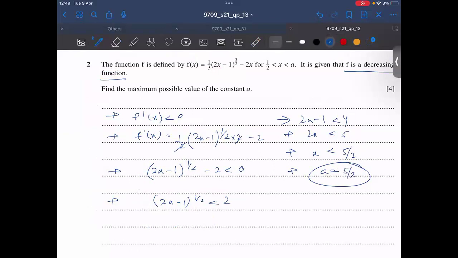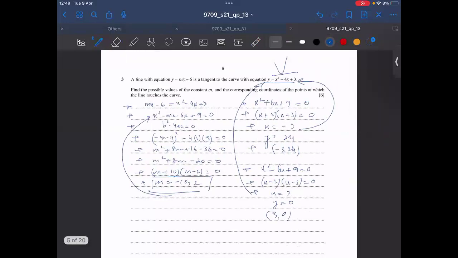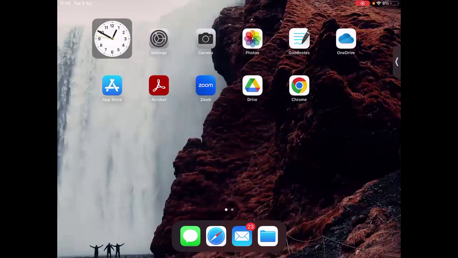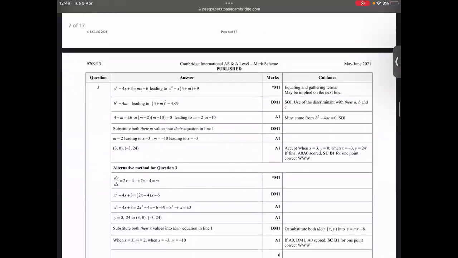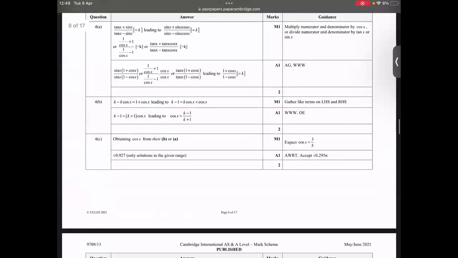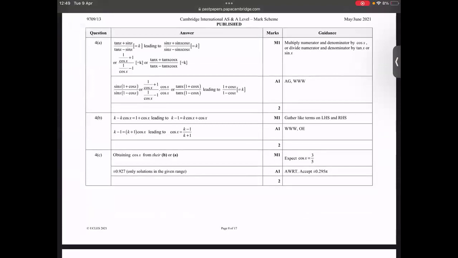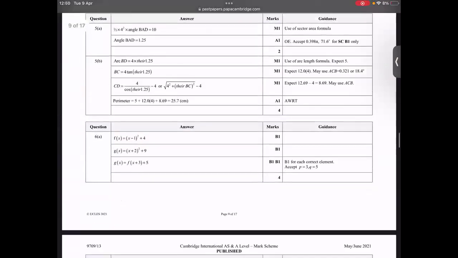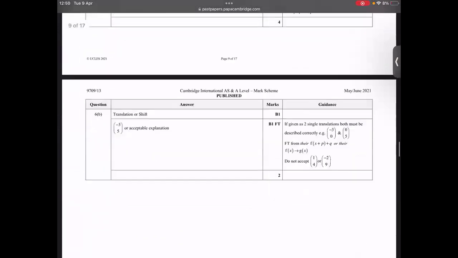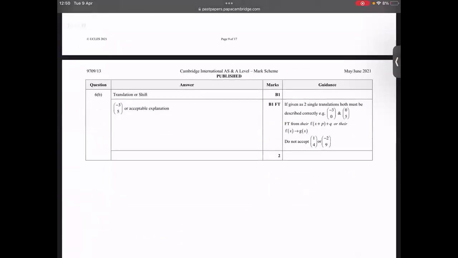I mistakenly wrote that. Next is question 3. We have 3 comma 0 and minus 3 comma 24. So 3 comma 0, minus 3 comma 24. That's great. And then for 4 we have plus minus 0.927. That's great. Then we have perimeter 25.7. Then we have f of x plus c plus 5. And then we have minus 3, 5.